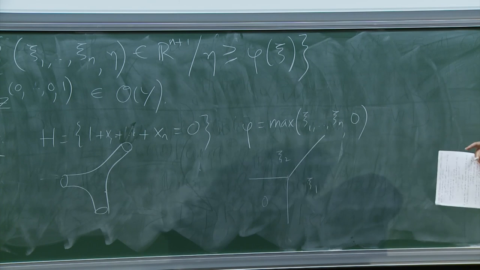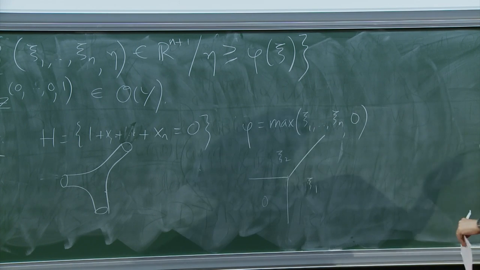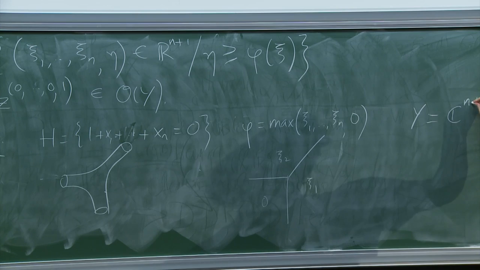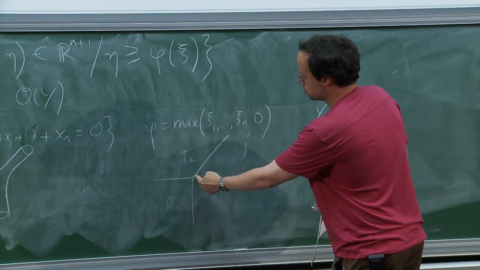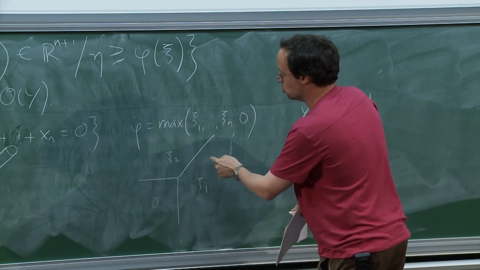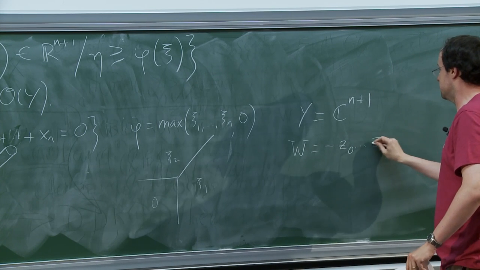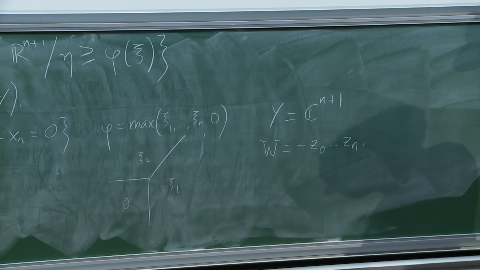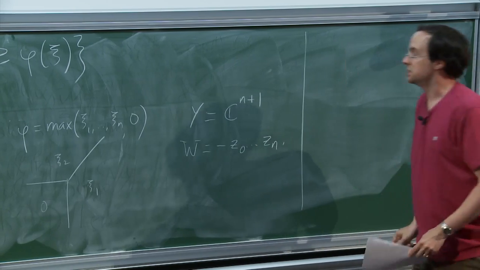Now imagine the graph of this thing in R3 and take everything that's above, and that defines a moment polytope for you. What is that polytope? Well, it's nothing but just an octant in space in this case. So in fact, Y will be C to the n plus 1. And what is this function w? Well, it's the one that corresponds to the weight vector that goes straight out in this direction, which means it vanishes to order 1 on all of these facets. So in this case, w equals minus the product of the coordinates. So that's a good example to have in mind.